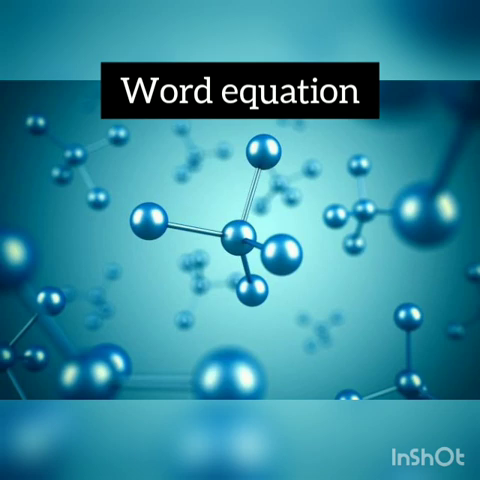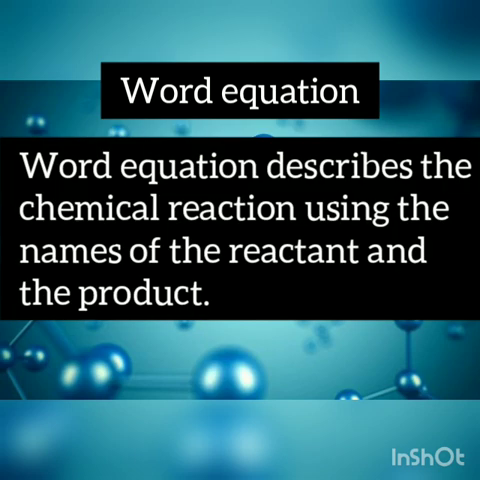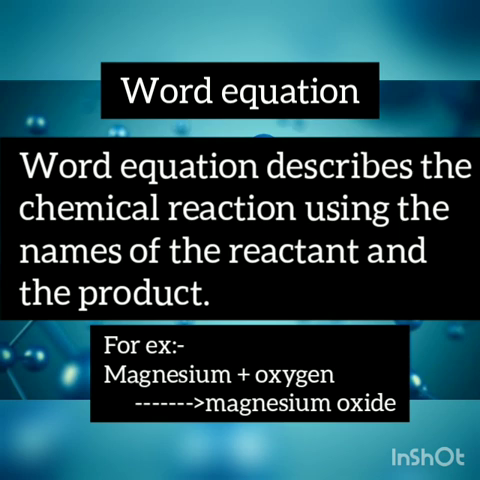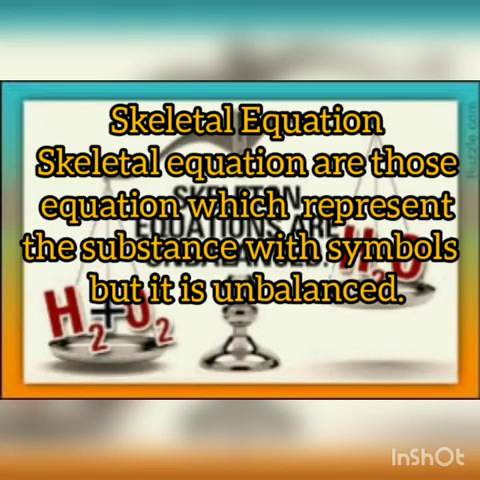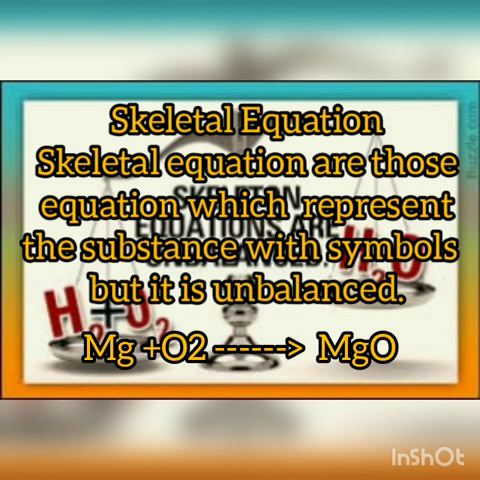A word equation is used to represent a chemical reaction by using the names of the reactants and the products, like magnesium plus oxygen gives out magnesium oxide. Skeletal equations are those equations which represent the reaction with the help of symbols, but they are unbalanced. Like Mg plus O2 gives out MgO.